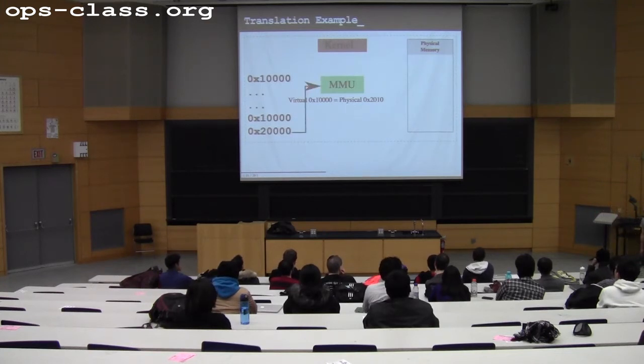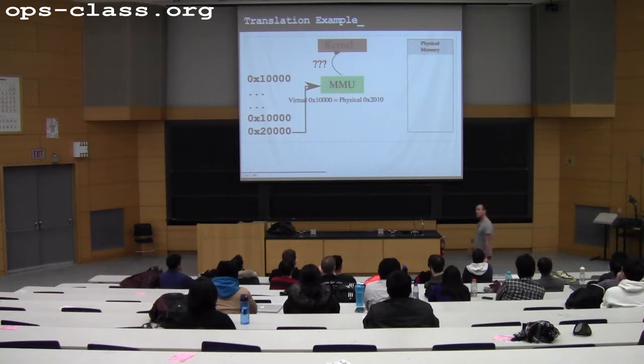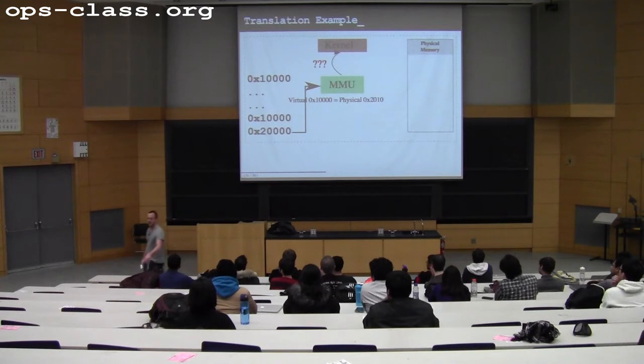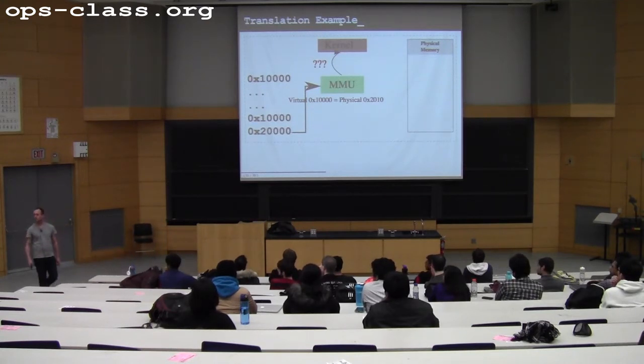Now here's something else that can happen. Later in my program, I try to use 0x20000, and the MMU asks the kernel for help. What else can the kernel do at this point? So the kernel can tell the MMU, oh yeah, I know, I allocated this translation for this process, it's allowed to use this bit of physical memory. What else can the kernel do though?